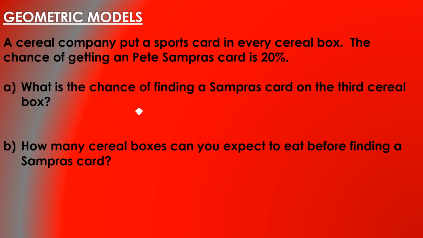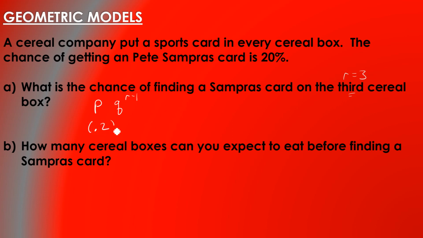So let's take a look and try this. A cereal company puts out a sports card in every cereal box, and the chance of getting a Pete Sampras card, and if you don't know who he is, he's an old famous tennis pro, is 20%. So what is the chance of finding a Sampras card on the third cereal box? This assumes that on the first and second cereal boxes you hadn't gotten one. So we're going to use P times Q to the R minus 1, and R is going to be 3, so it's the third try.